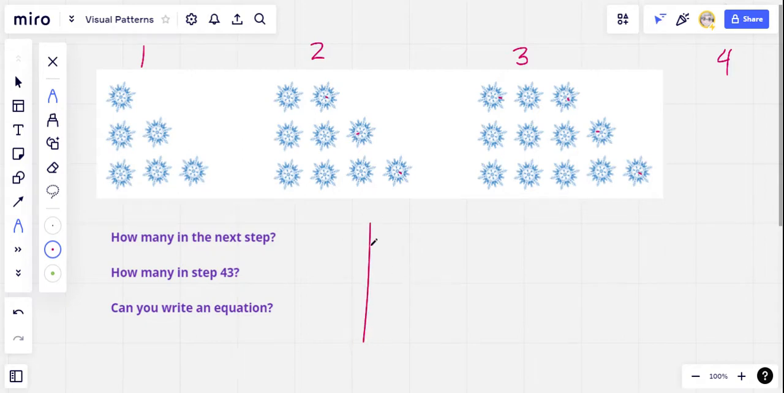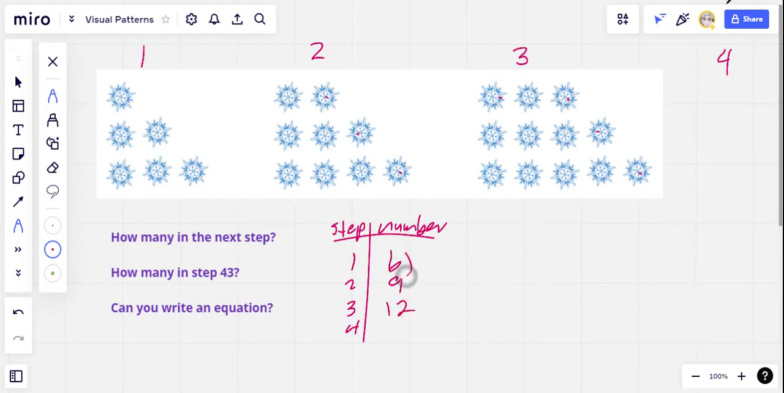I think a good practice to get into is to make a little chart with the actual step numbers and the number of snowflakes, just to verify that your visual perceptions are correct. So I'm going to put the step numbers here, 1, 2, 3. I'm going to put in 4. We'll make our prediction there. And then the number of snowflakes. So that's 6 in step 1, and then 9 in step 2, and that is 12 in step 3.